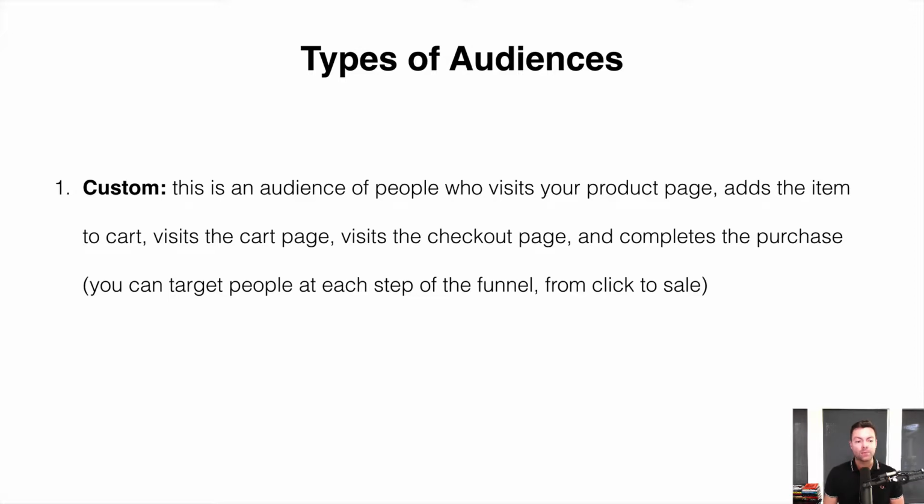Essentially, what you can do here is retarget people at each step of the funnel, all the way from click to sale. So while you're scaling a winning product campaign, you can set up audiences for each of these individual steps to move people through the funnel. For example, if someone visits your product page and adds the item to cart, but doesn't check out and purchase, you can retarget that group of people to come back to the store and buy. And the best way to do that is by offering them special discounts like 10% off, 20% off, or free shipping. So that's a quick example of how to use custom audiences very effectively.